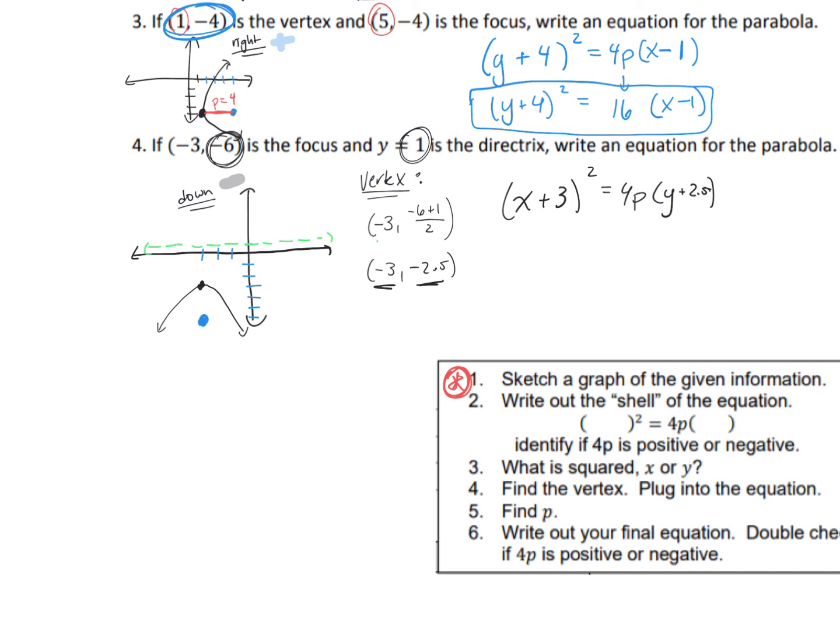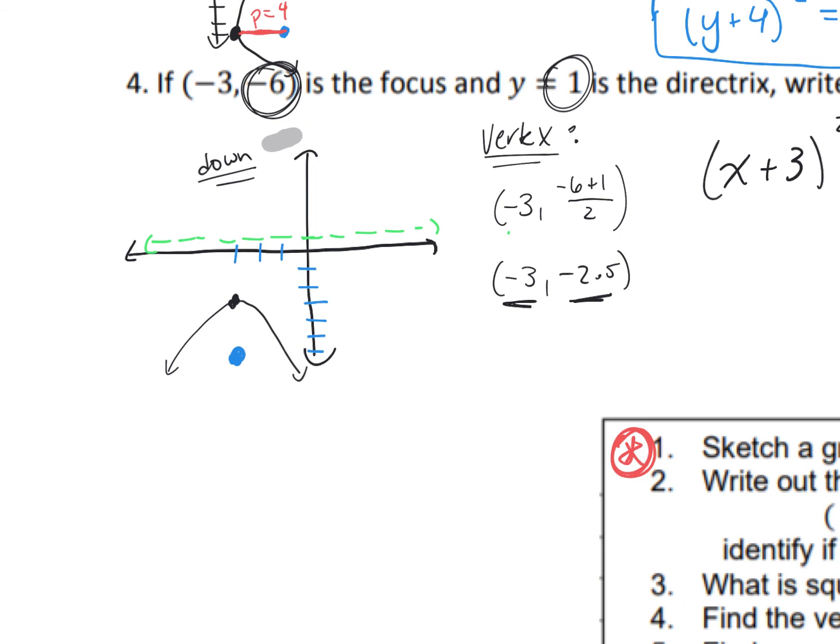Now I need to find that p-value. So let's go ahead and look at our picture here. I want you to pause the video just for a second. I want you to try to figure out that p-value on your own just by looking at that picture right there. Remember, p is that distance right here between the vertex and the focus. Okay, so go ahead and try to figure out that p-value.